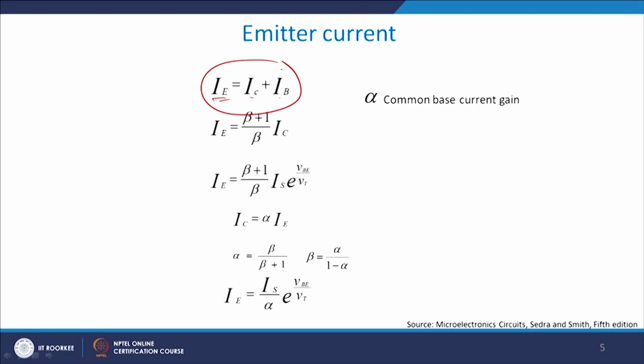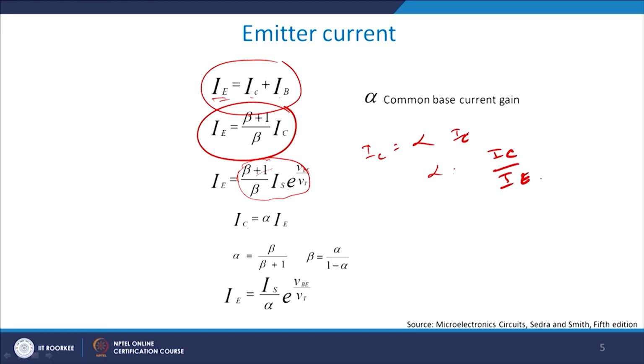So, we know that IE equals (beta plus 1) upon beta into IC, well that is a standard formula which people use, and then IE will therefore equal (beta plus 1) by beta into IS e to the power VB by VT, and from here I get IC equals alpha times IE. So, all this IC part, which is basically this part, is IC. I get IC to be equal to alpha times IE, which is a known fact, alpha therefore is equal to IC by IE.